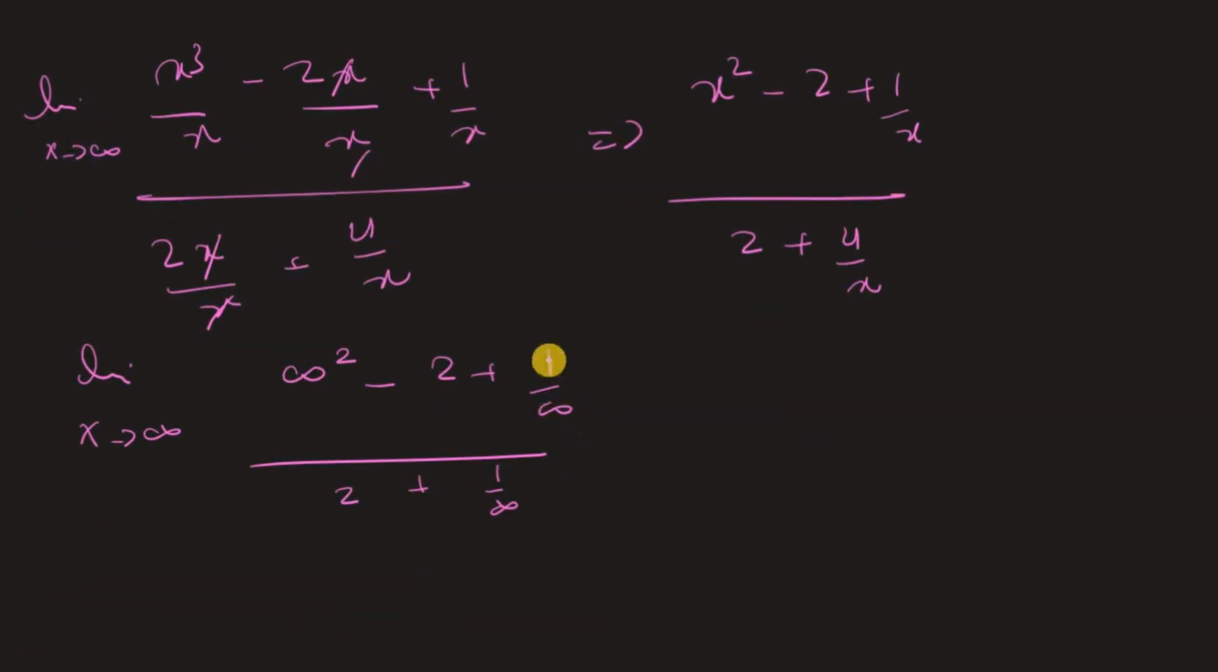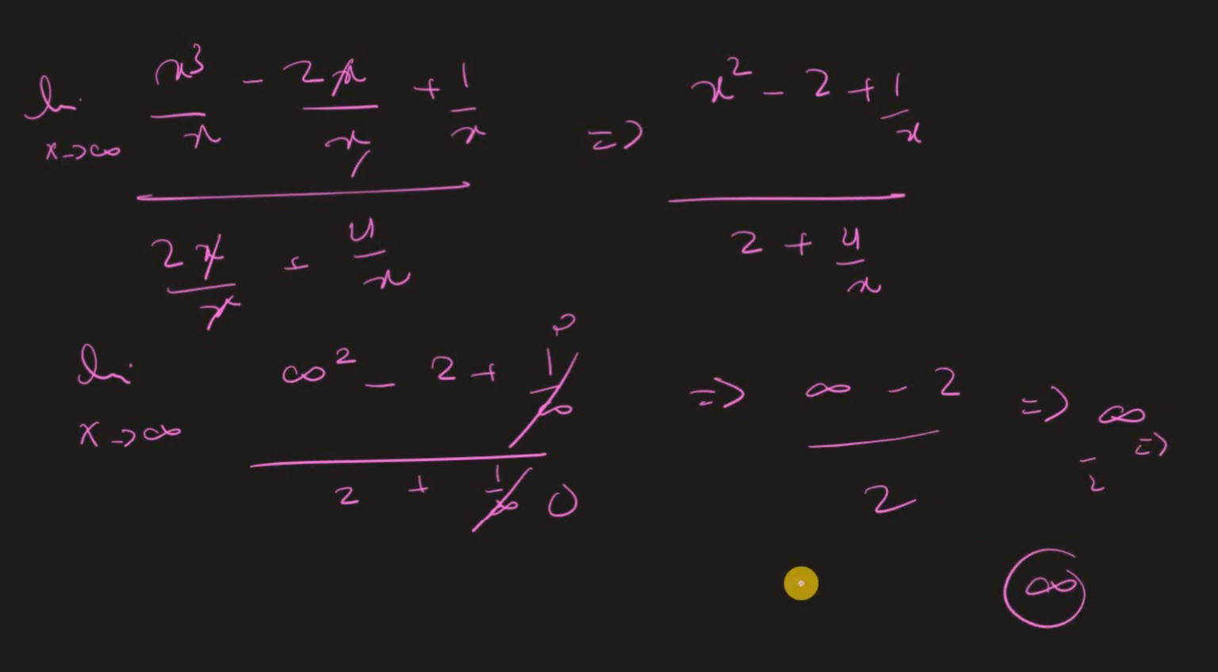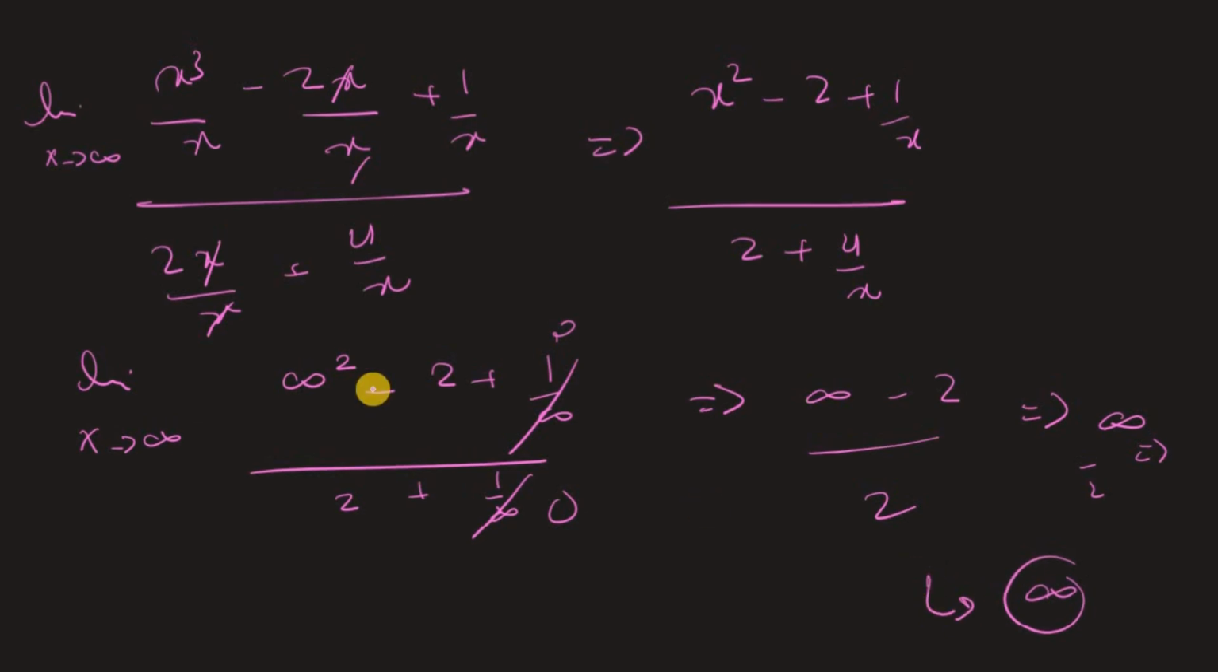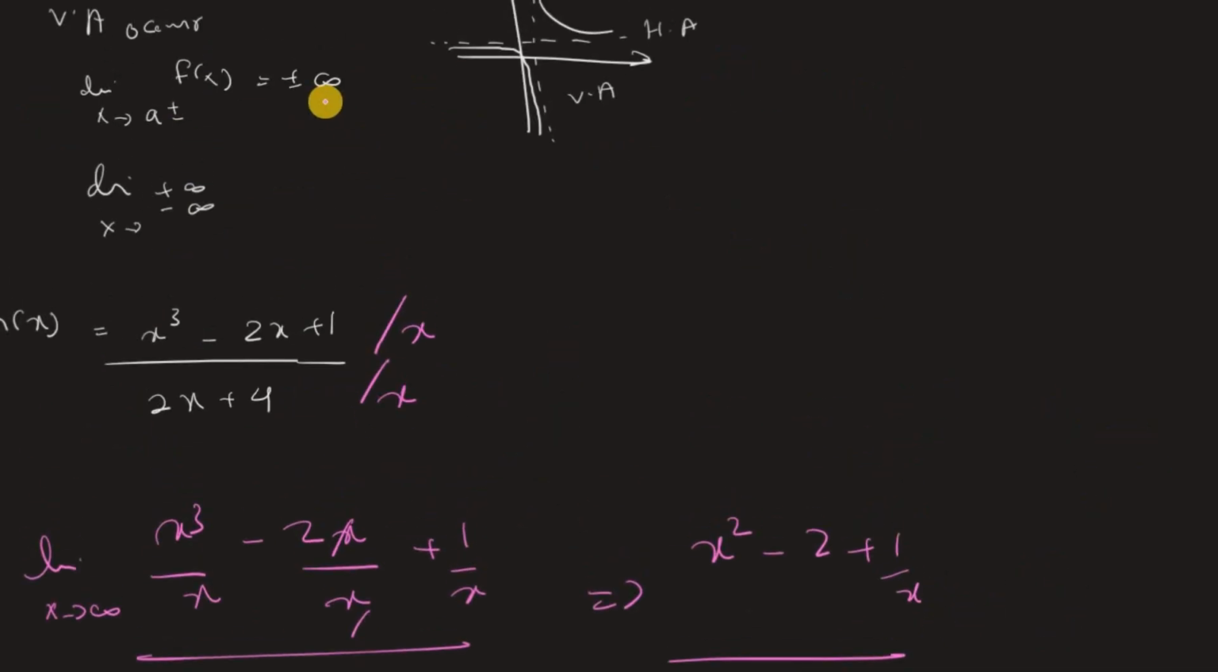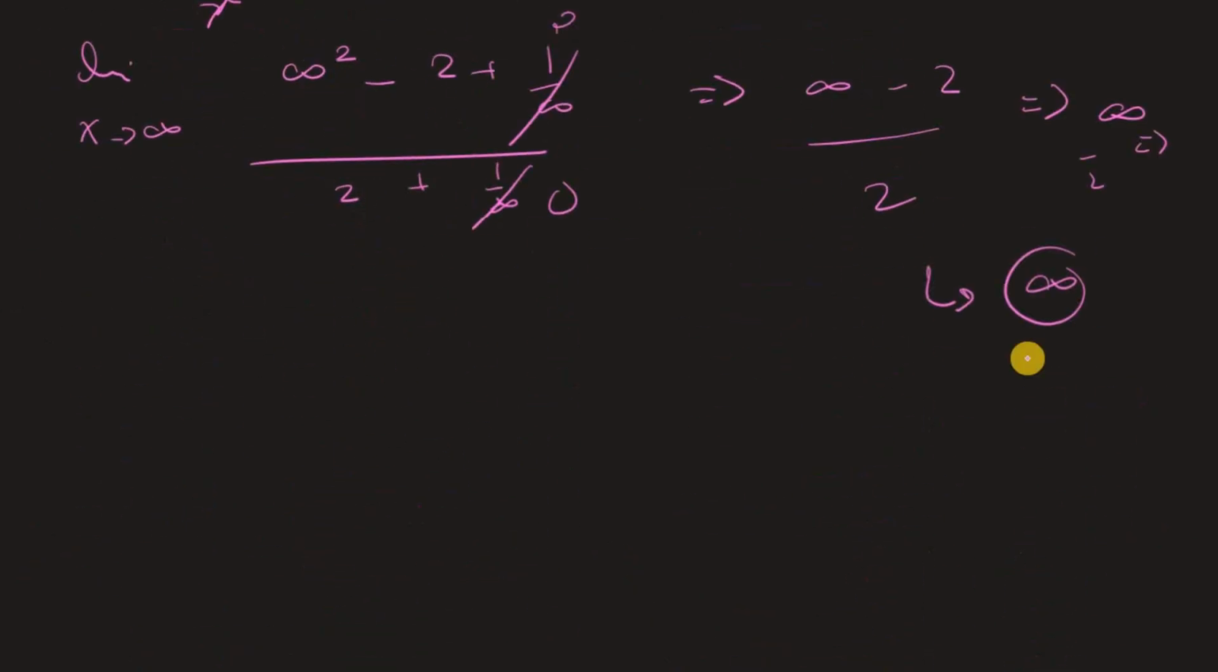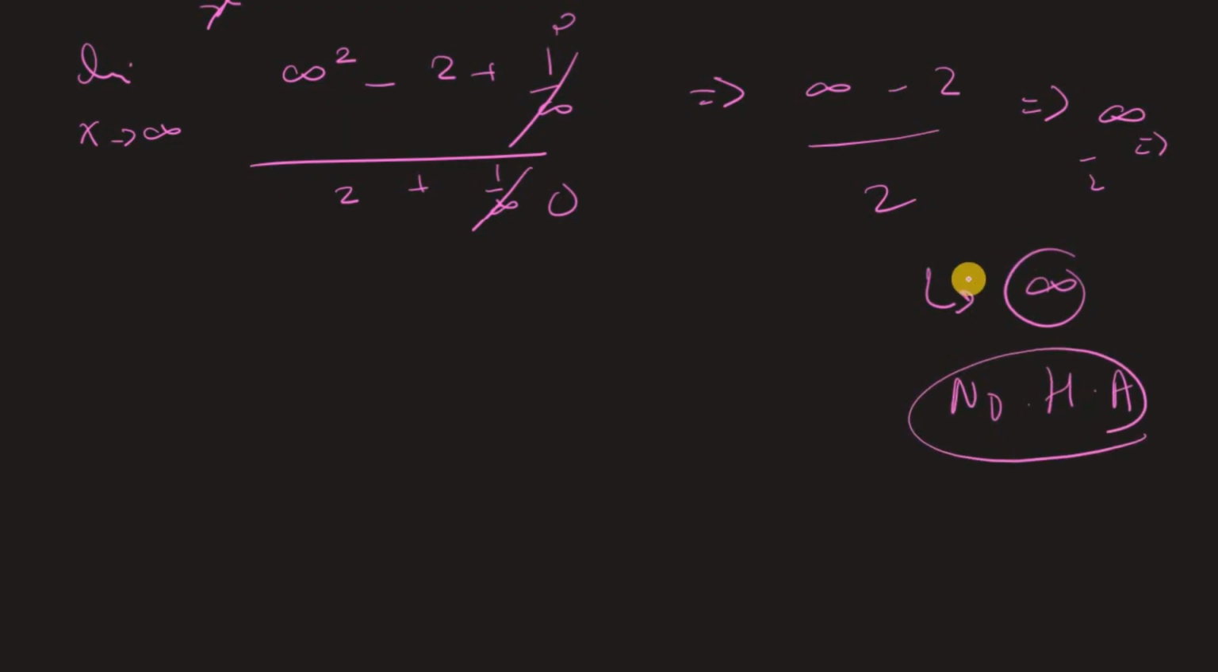Coming back to our initial problem, here we have 0, here we have 0 again, and infinity squared, that's just infinity. Infinity minus 2, and then we have 2 at the bottom, and infinity minus 2 is just going to be infinity. And if we divide infinity by a number, that's still going to remain infinity. So our final answer is infinity. Since we got infinity as a final answer, and remember, if we get infinity as a final answer, that means that's a vertical asymptote and not a horizontal asymptote. So there is no horizontal asymptote over here. There's only a vertical asymptote.